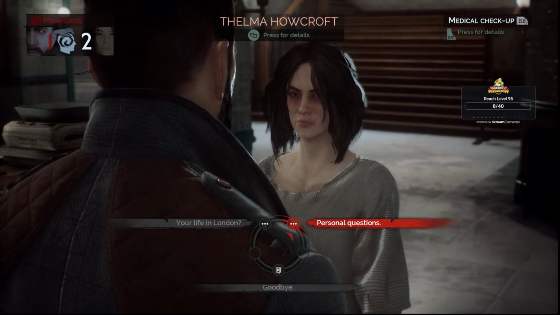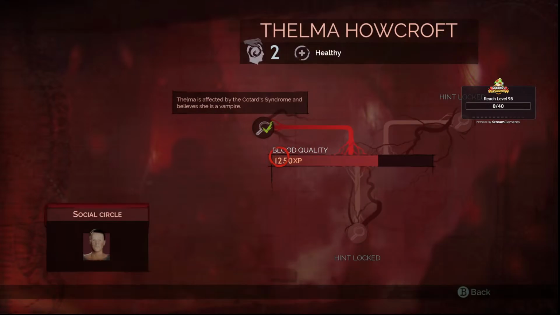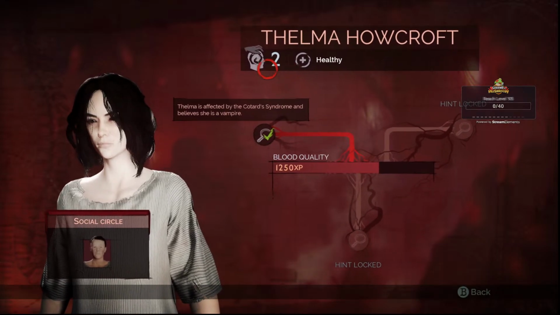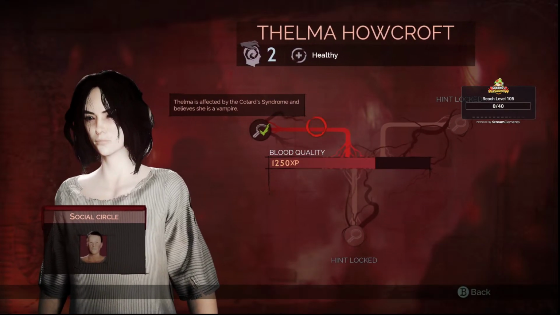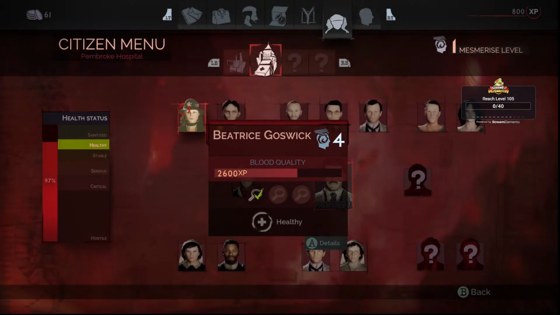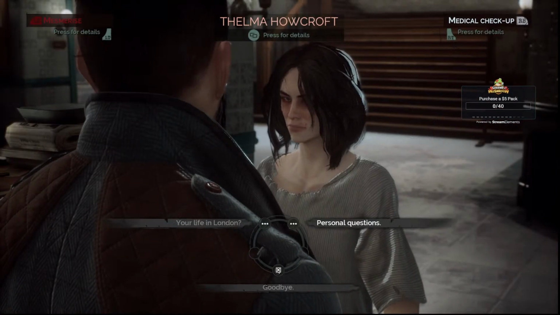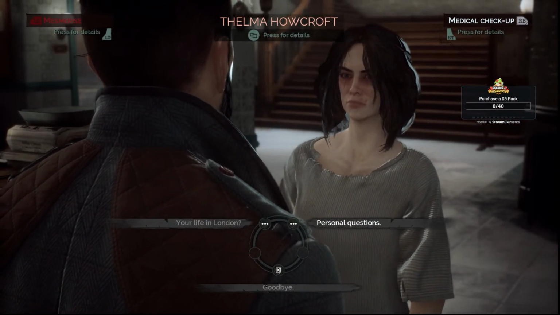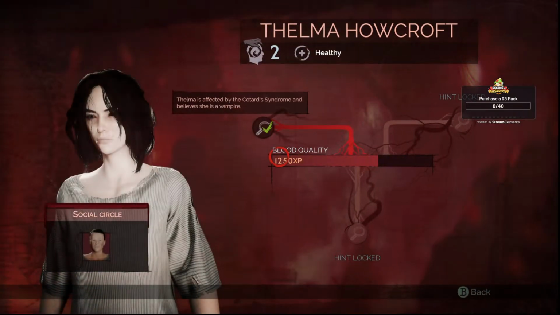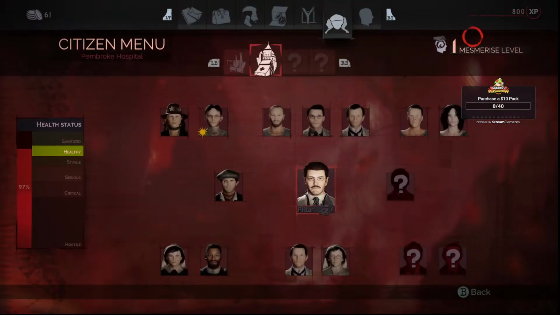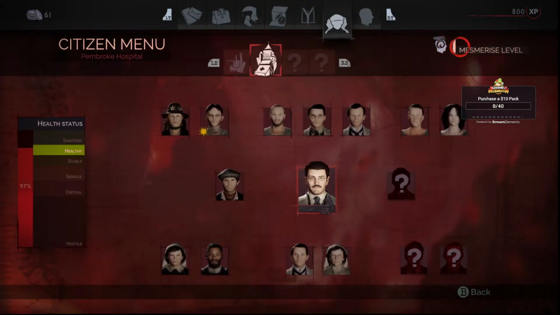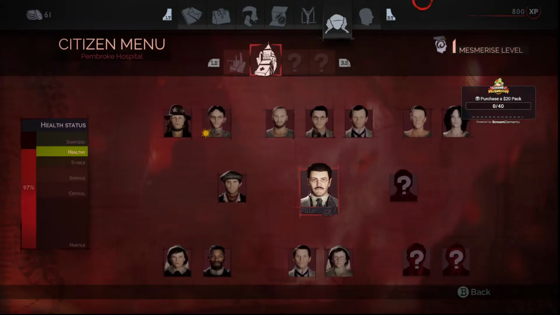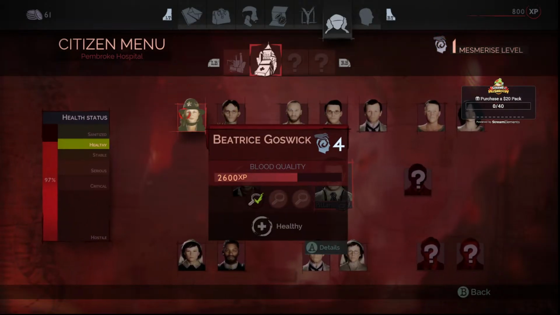So, how was I able to mesmerize earlier? What does this 2 mean? Mesmerize level is level 1, I assume is what that's saying.